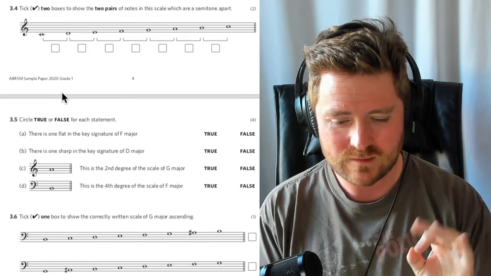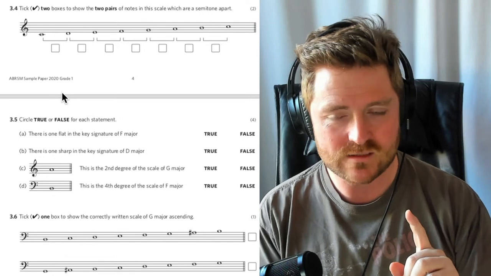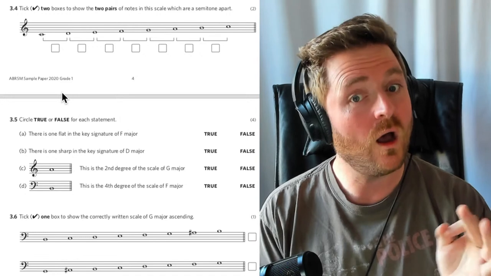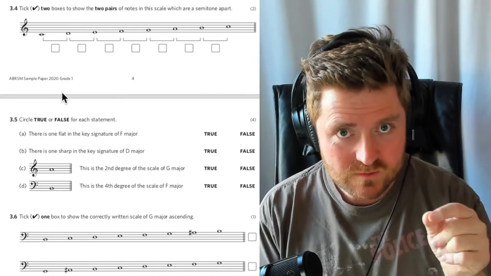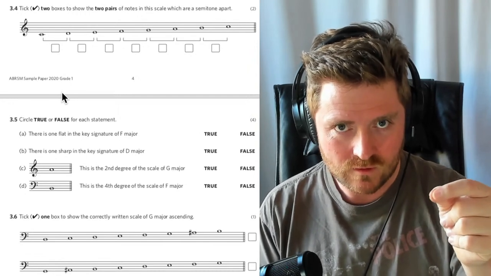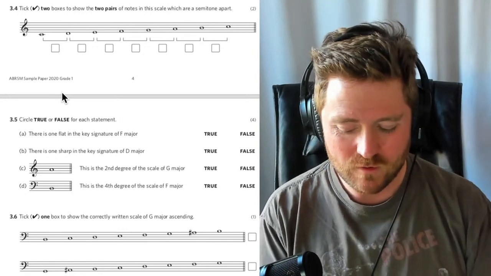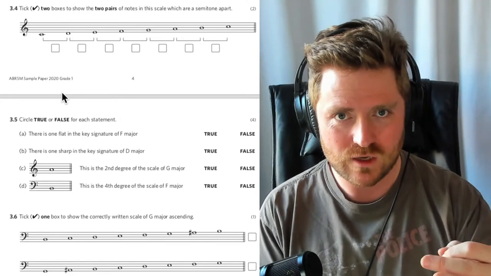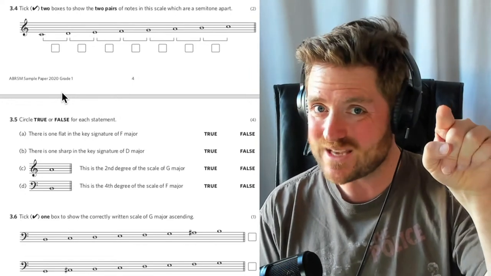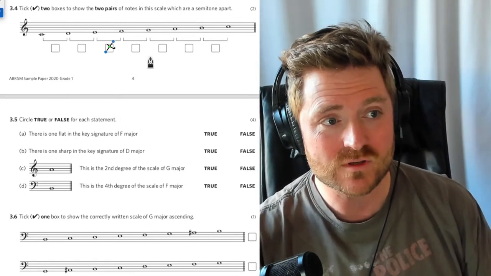So let's think, where are the semitones? There's a tone. There's no space between those two notes. That's a semitone. Tone, tone, tone. There's your semitone. So if you remember, I told you this pattern. It goes tone, tone, semitone, tone, tone, tone, semitone. So your notes should be between the E and the F. Should be the third box.